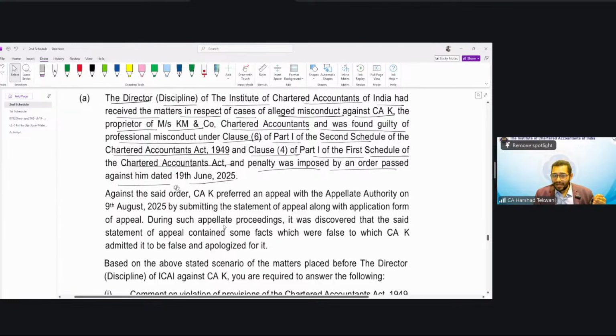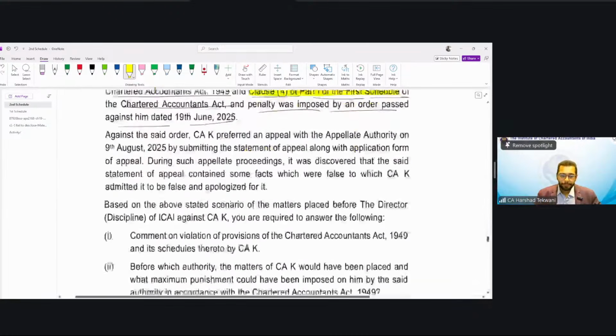There was an alleged misconduct. Inquiry happened, and CAK was identified guilty of professional misconduct under Clause 6 of Part 1 of the Second Schedule and Clause 4 of Part 1 of the First Schedule. Can anyone tell me what Clause 6 is about? What is Clause 4 about? Clause 4 of Part 1 of the First Schedule, Clause 6 of Part 1 of the Second Schedule. Quickly write in the chat till the time we continue reading.